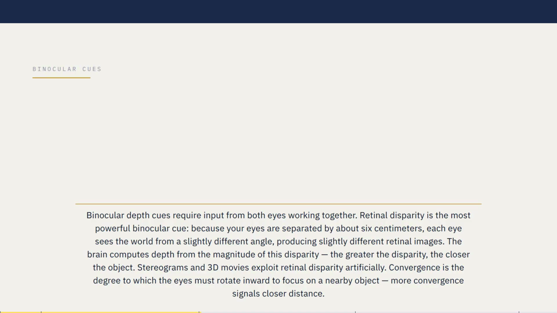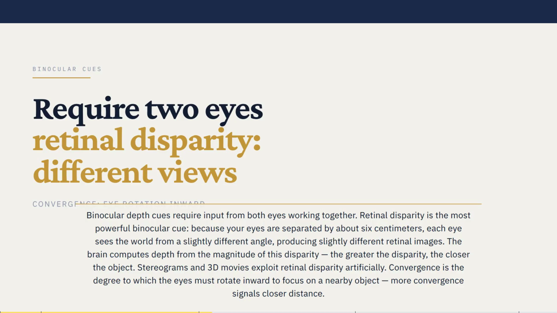Binocular depth cues require input from both eyes working together. Retinal disparity is the most powerful binocular cue. Because your eyes are separated by about 6 centimeters, each eye sees the world from a slightly different angle, producing slightly different retinal images. The brain computes depth from the magnitude of this disparity. The greater the disparity, the closer the object. Stereograms and 3D movies exploit retinal disparity artificially. Convergence is the degree to which the eyes must rotate inward to focus on a nearby object. More convergence signals closer distance.